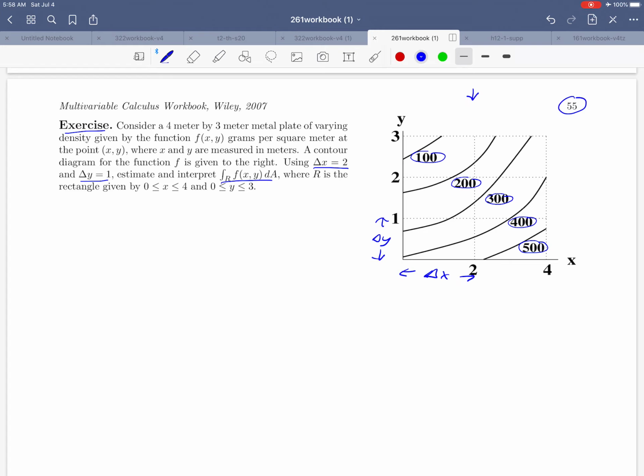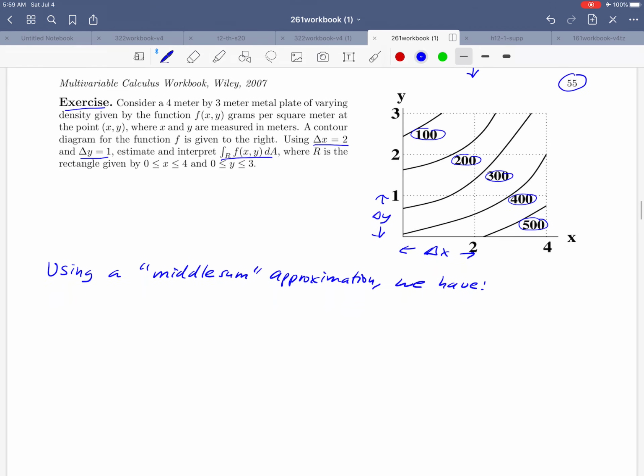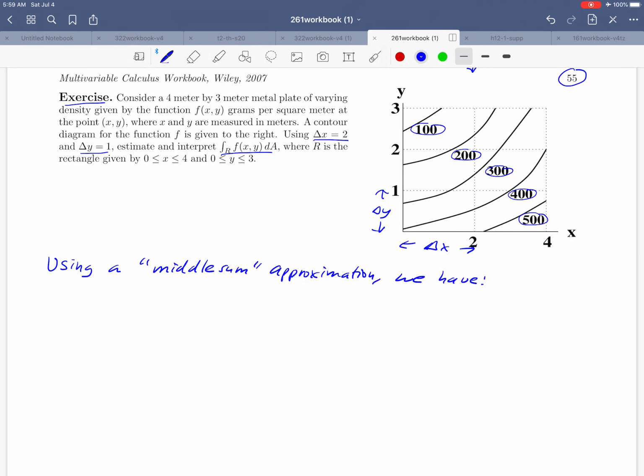Okay, so what we're going to do to estimate this integral is something that I like to call a middle sum strategy. Okay, you might remember hearing that term in Calculus 1 and Calculus 2. The idea here is going to be very similar. So this integral that we're about to calculate, integral over R of f of xy times dA.